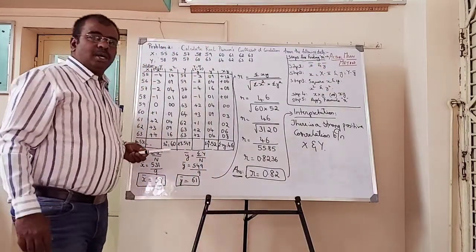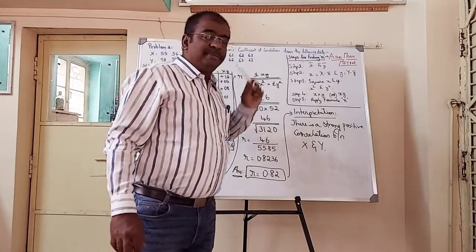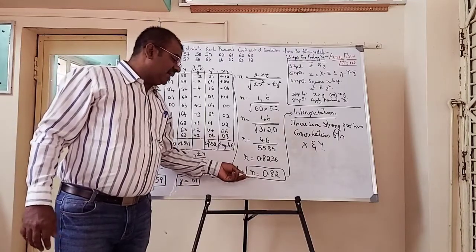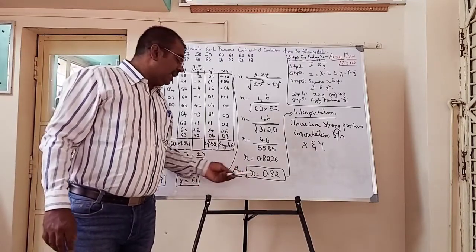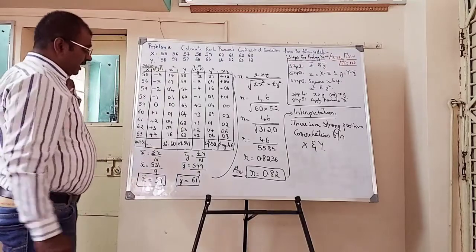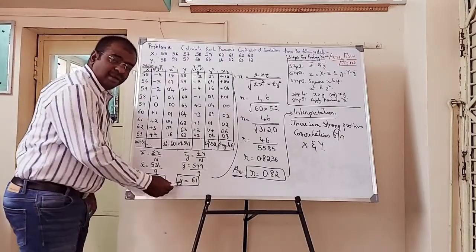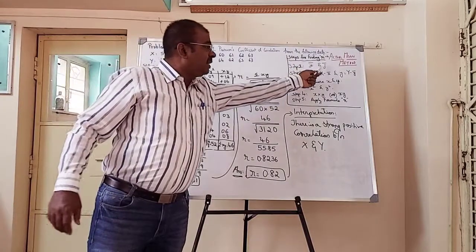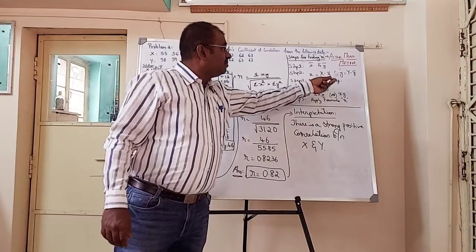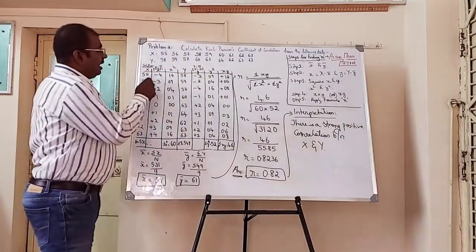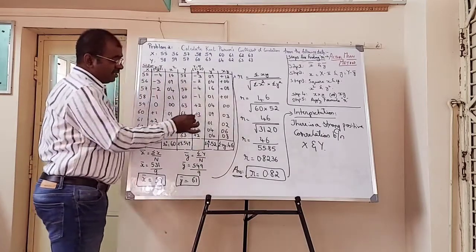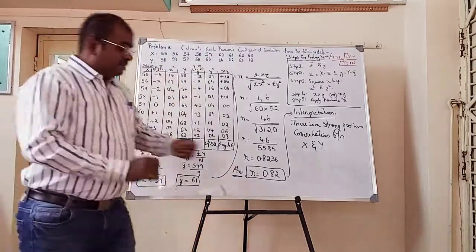So let us recap what we have gone through. We have followed 5 simple steps to find the correlation coefficient under the direct method or actual mean method in case of Karl Pearson coefficient of correlation. Step number 1, calculating X bar and Y bar. Step number 2, calculating the deviations from X bar and Y bar, which is small x equal to X minus X bar, and deviations from Y.